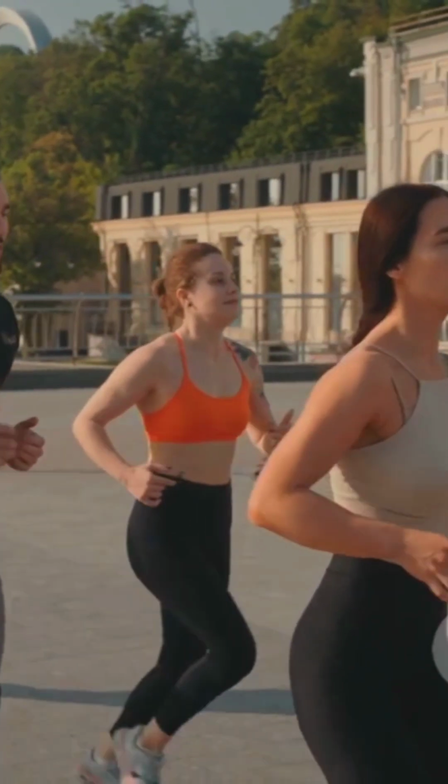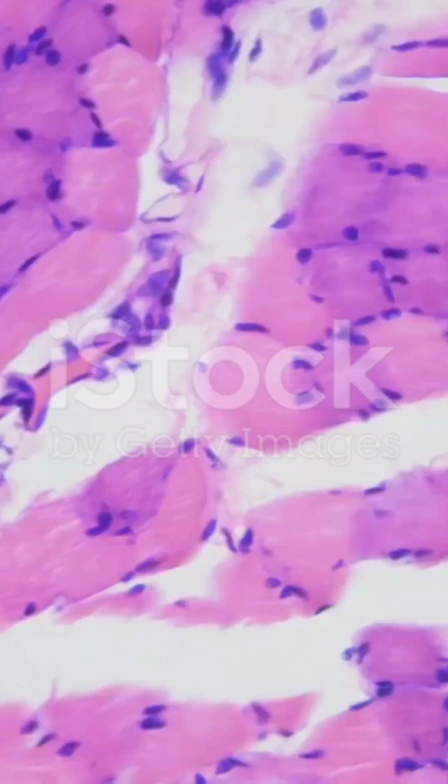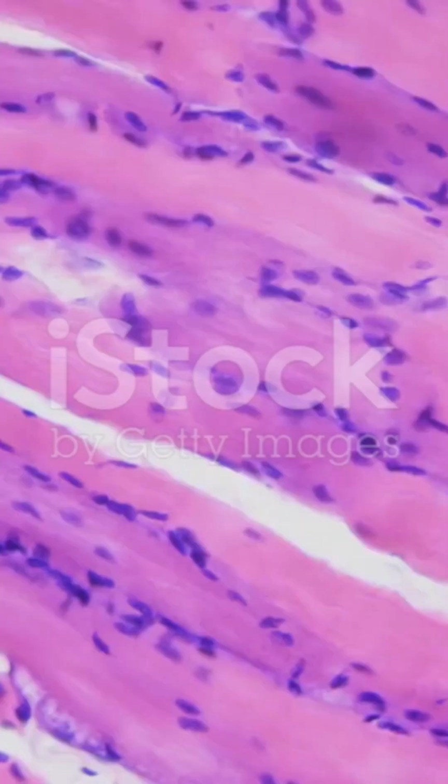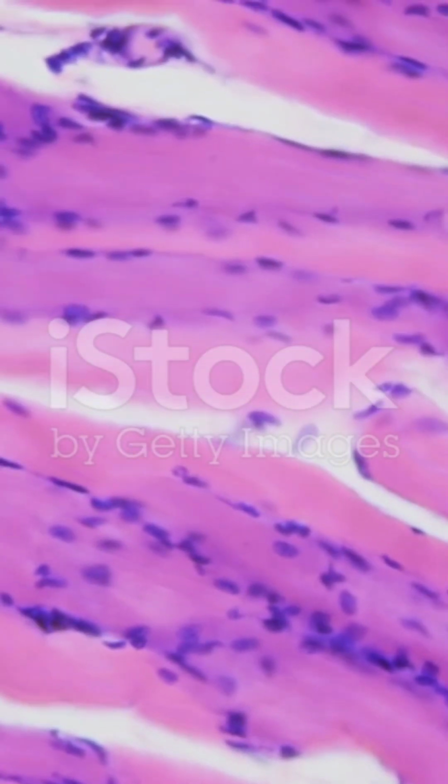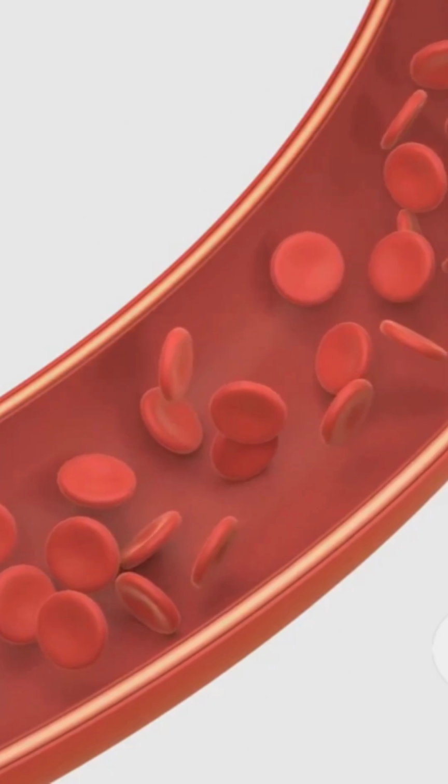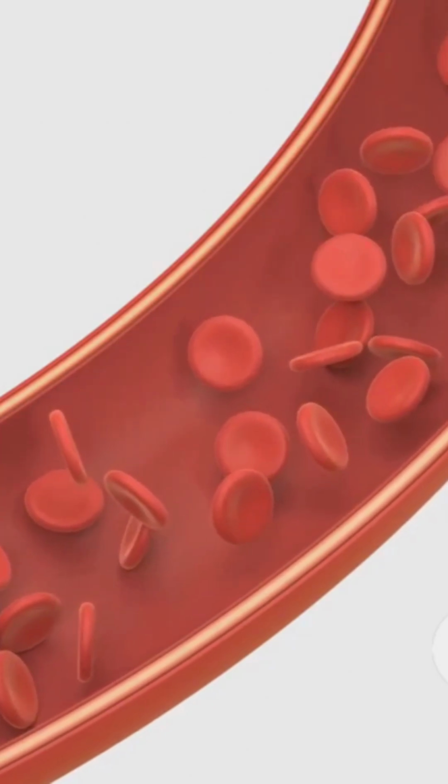Muscle tissue is responsible for movement in the body. It is composed of cells that can contract, generating force and causing motion. Muscle tissue is highly vascularized. This means it has a rich blood supply. This is essential for providing the oxygen and nutrients needed for muscle contraction.